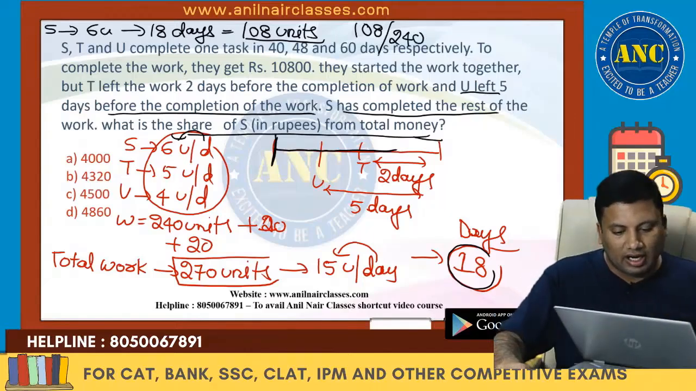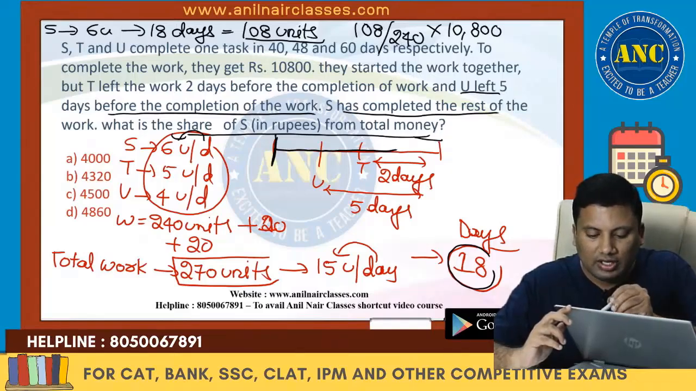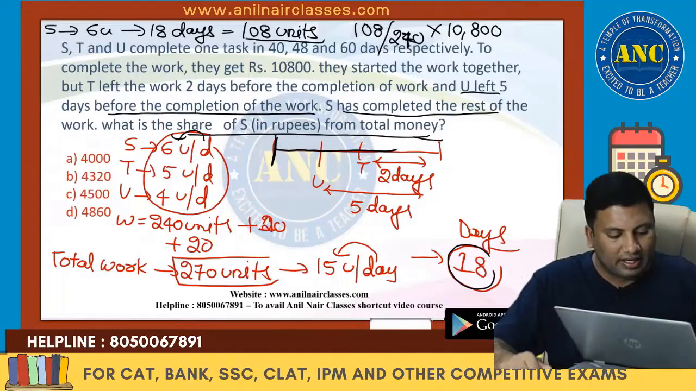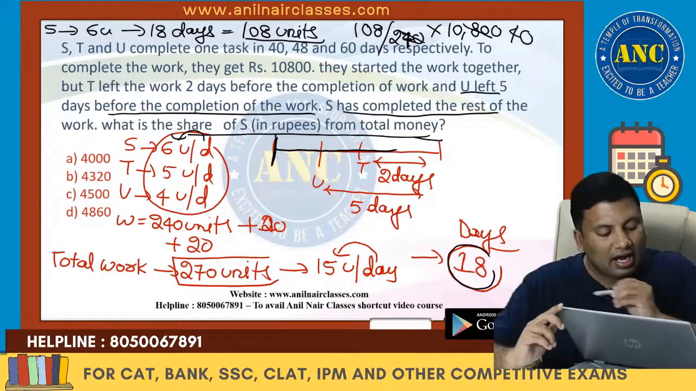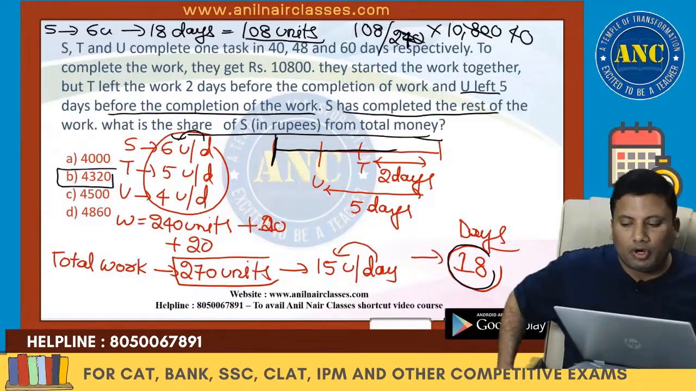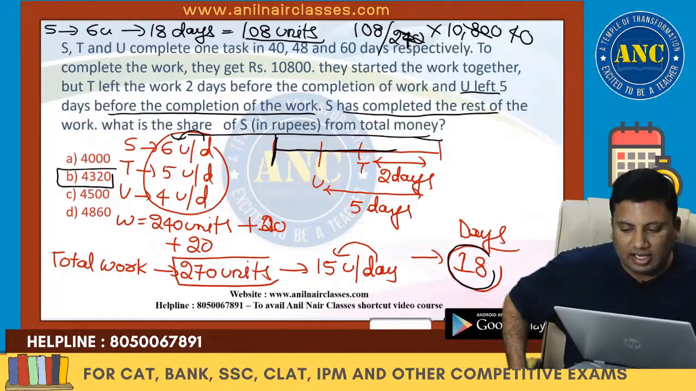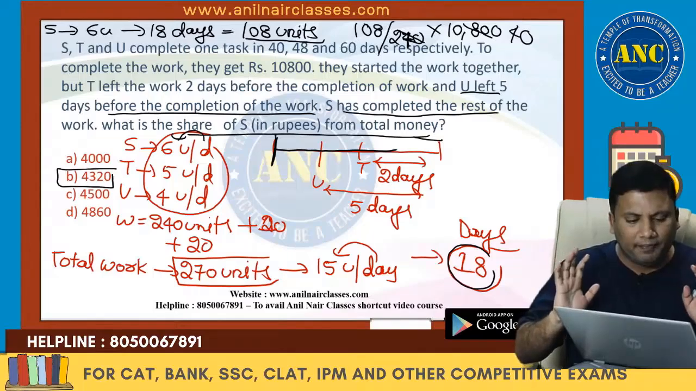From the total work of 240 units, into 10,800... into 10,000, sorry, it is total 270. So these are nothing but 270, 40s are, 108 into 40. The answer is nothing but 4320. I hope the idea is clear, right?